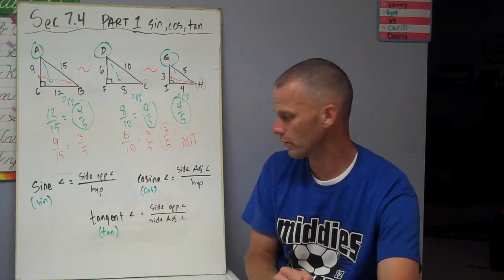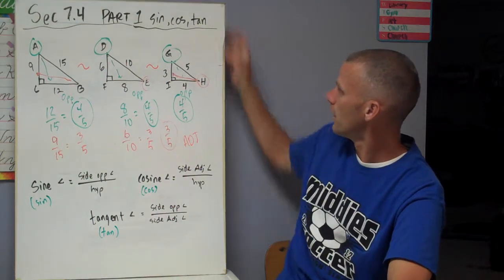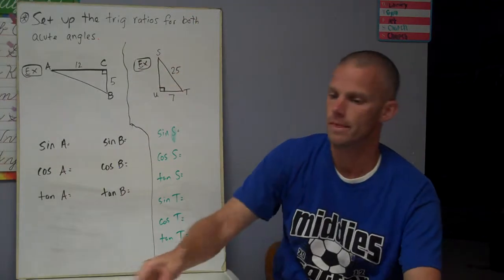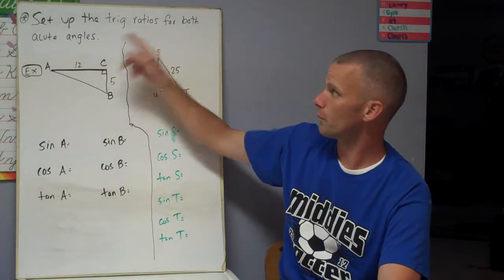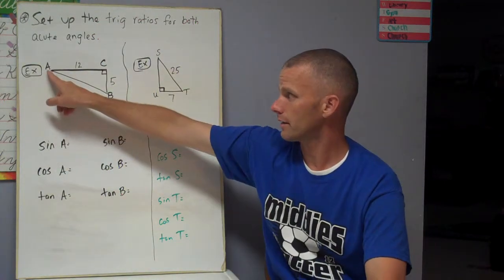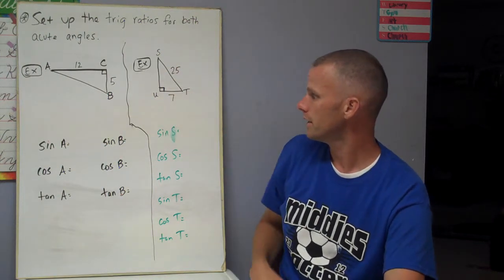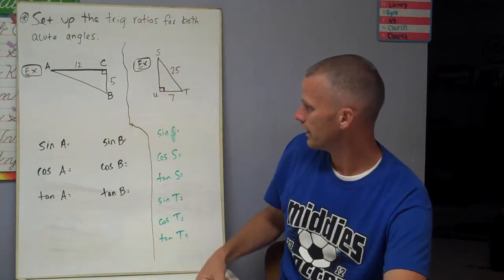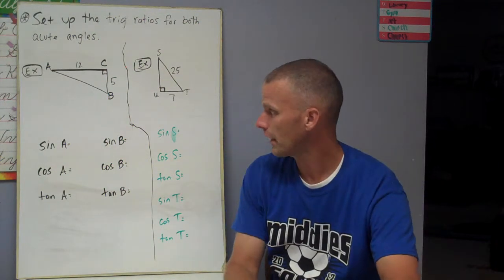So we've got basically three examples we want to take a look at to get ready for tomorrow. We want to set up the trig ratios for both acute angles. So we'll look at angle A, we'll look at angle B, we'll look at angle S, we'll look at angle T. If you want to pause for a second and get all your example stuff set up here real quick on your notes, that's fine.